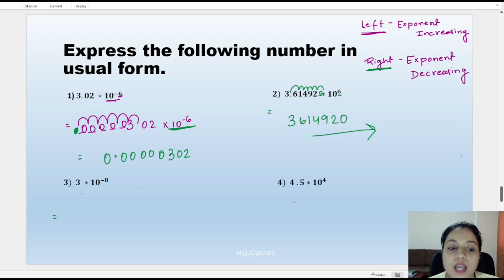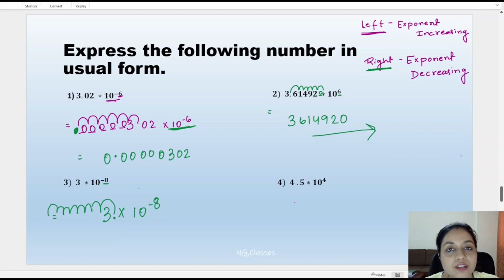Let's do our next question. We have 3 times 10 to the power minus 8. This minus 8, again we have to make it 10 to the power 0. That means we have to increase the power, right? When we increase the exponent, we must move towards the left direction. So let's write it: 3 times 10 to the power minus 8. Since we have only 3, we know the decimal must be sitting at the end. So from here it goes over here, 1 place, 2 places, 3, 4, 5, 6, 7 and 8.